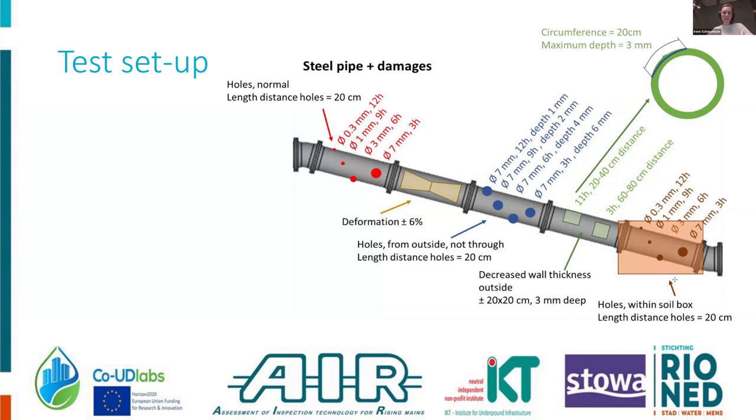And in the last pipe segment, we had the same holes as in the first pipe segment, but then a soil box installed around it, because especially for instruments based on audible sounds, it makes a difference if the water is leaking into the open air or into the sand, which is normally present, of course, around sewer pipes.